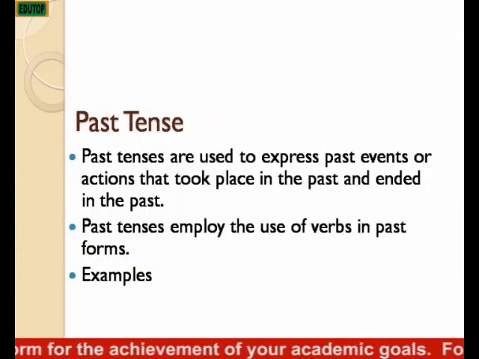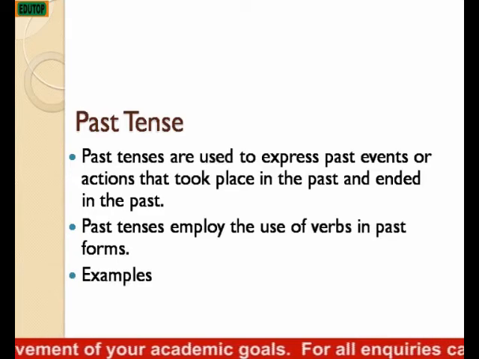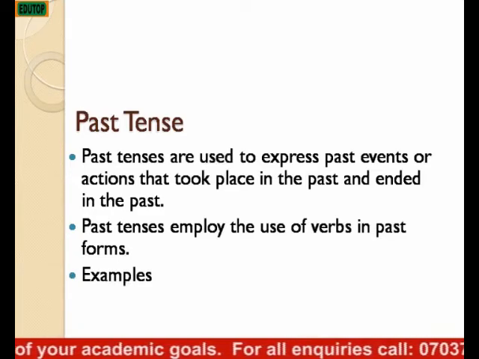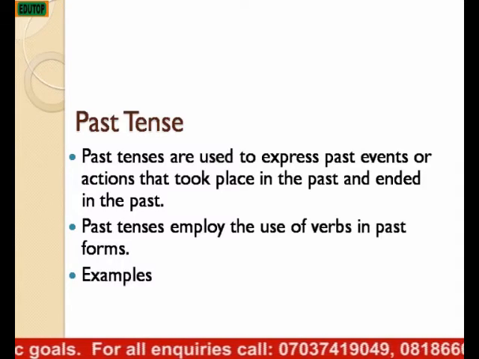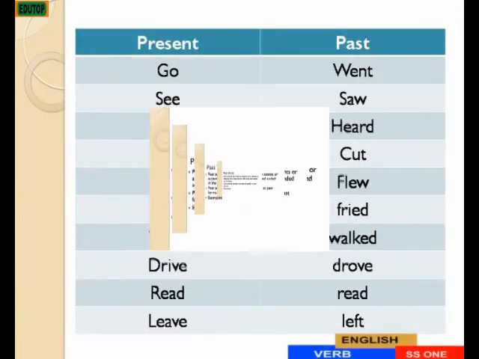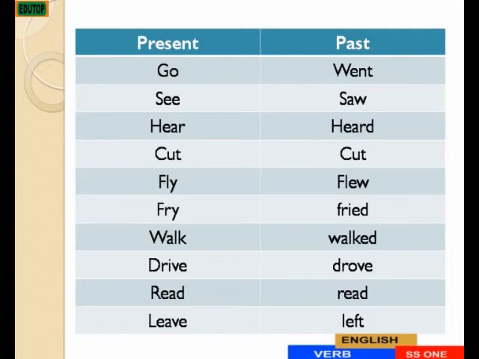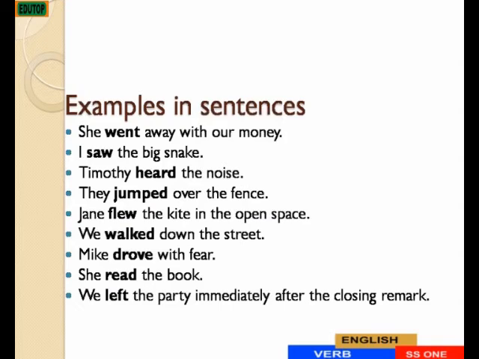Past tense. The past tense is used to express past events or actions that took place in the past and ended in the past. The past tense employs the use of verbs in the past forms. Now let's see some examples of main verbs that could be used in past forms. We have go, went. The past form of go is went. We have see as the present, and then saw as the past form. Heard, heard. Caught, caught.